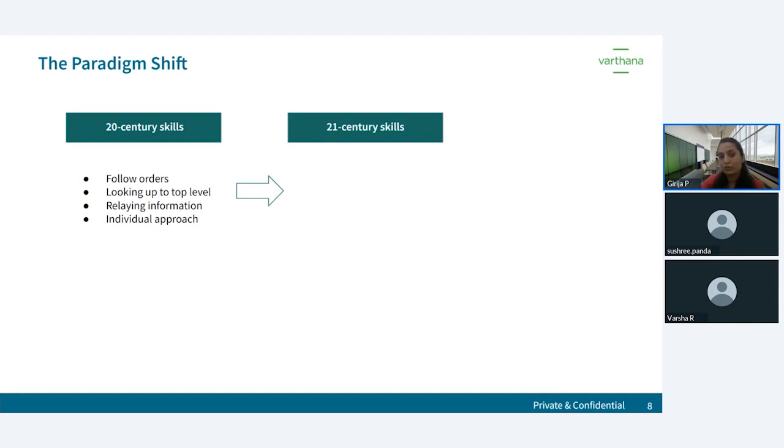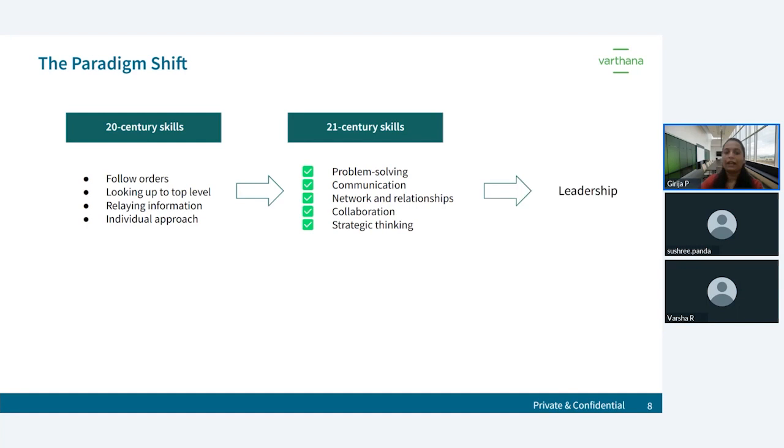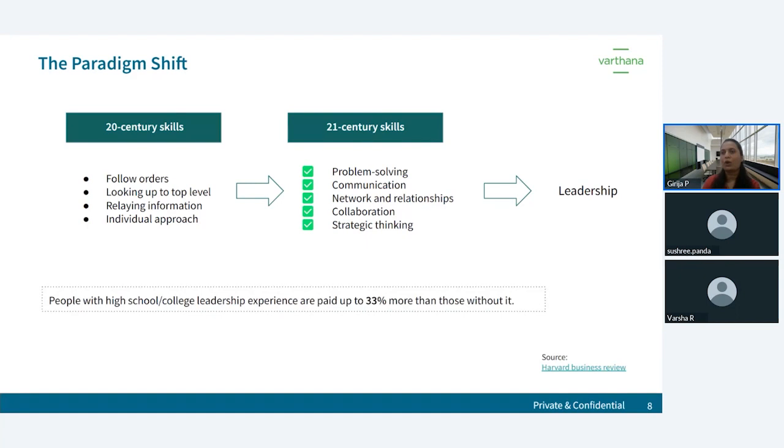In the 21st century, employers are looking for problem solving skills, how effectively an employee can communicate, how they can build networks and relationships, how they can collaborate within the team, and, whenever a task is assigned to them, how strategically they are thinking. All these skills are demanded by employers, and all these skills are covered by leadership. Even research says students who are active as leaders in their colleges and schools, or have any kind of leadership experience, get 33% more pay as compared to those who don't have it. So the scenario is changing, and leadership is one of the important skills employers are looking at, and it will help you get more pay.